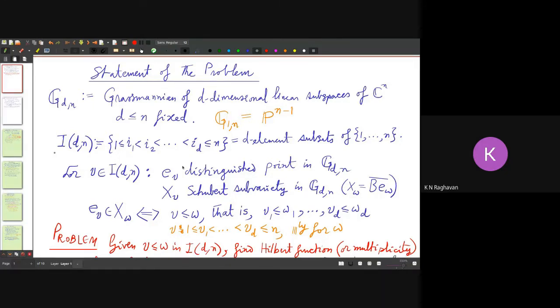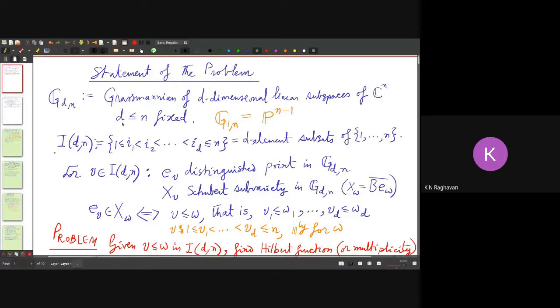To repeat, I will recall the definitions of Schubert varieties, in fact what the Grassmannian is and its Plücker embedding, slightly later in the talk. But for now, let us just state the problem. By G_{d,n}, I denote the Grassmannian of d-dimensional linear subspaces of C^n. The field doesn't matter; I'm just using C here for simplicity.